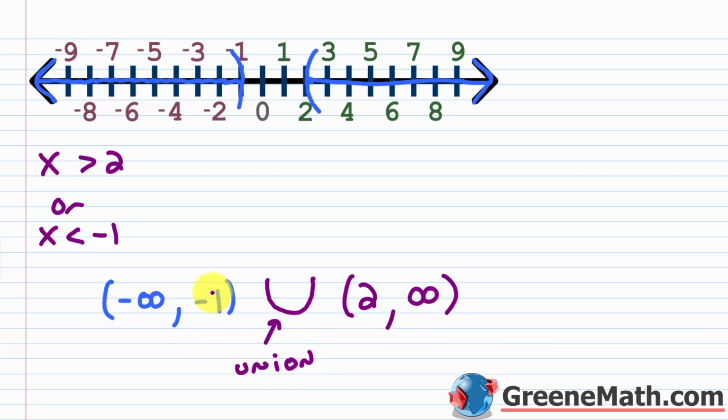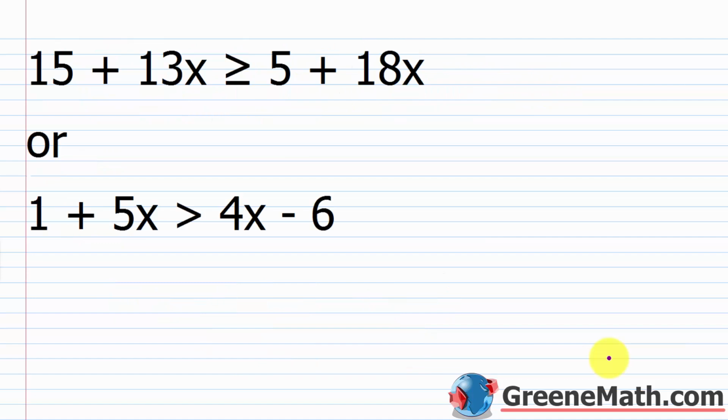So it's again the union of the two solution sets. You've got this guy right here, again, coming from negative infinity up to but not including negative 1. It's the union with this guy right here, anything larger than 2, again, going out to positive infinity. All right, let's take a look at one more of these. Very, very easy concept overall.